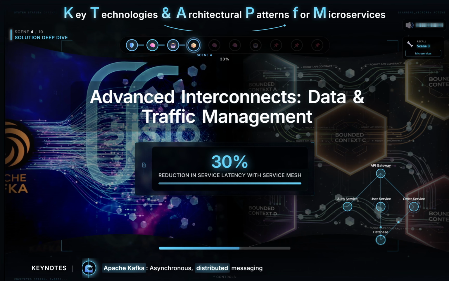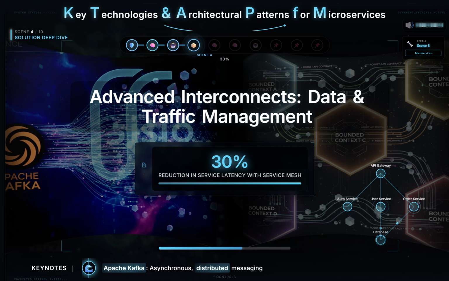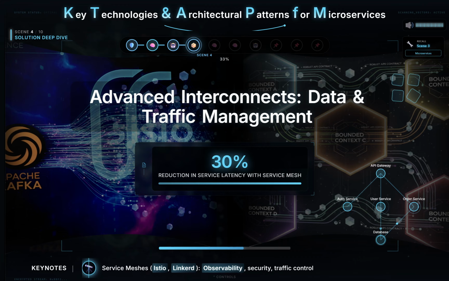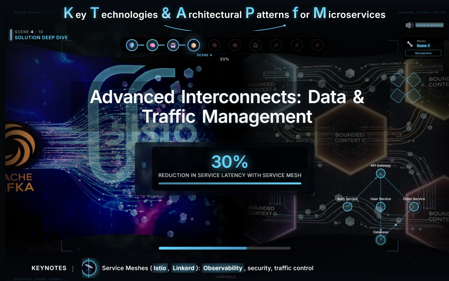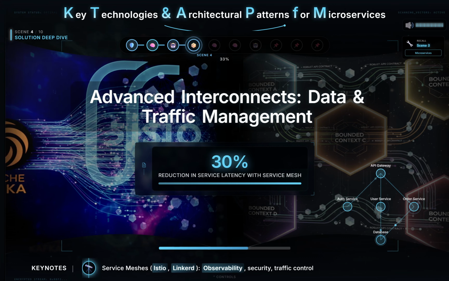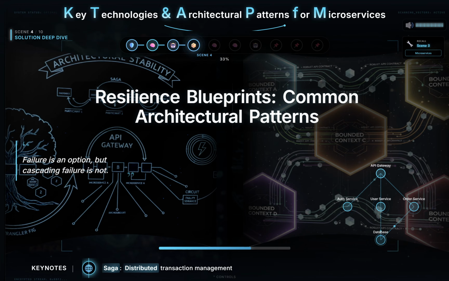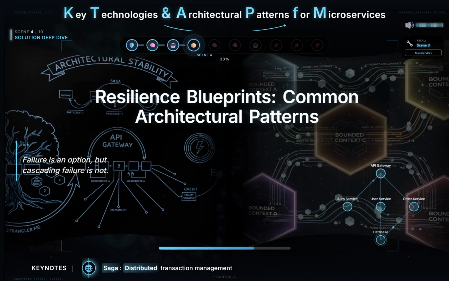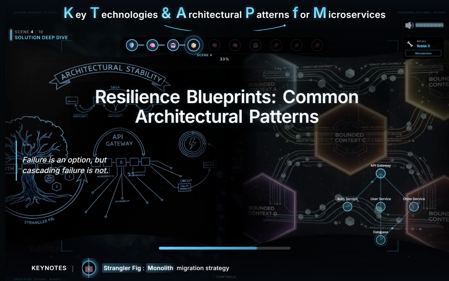Finally, beyond the technologies, we have crucial architectural patterns that act as the blueprints for solving common distributed system problems. For managing distributed transactions, the Saga pattern allows you to maintain data consistency across multiple services. When migrating a monolithic application to microservices, the Strangler Fig pattern provides a structured way to refactor piece by piece, gradually replacing old functionality.